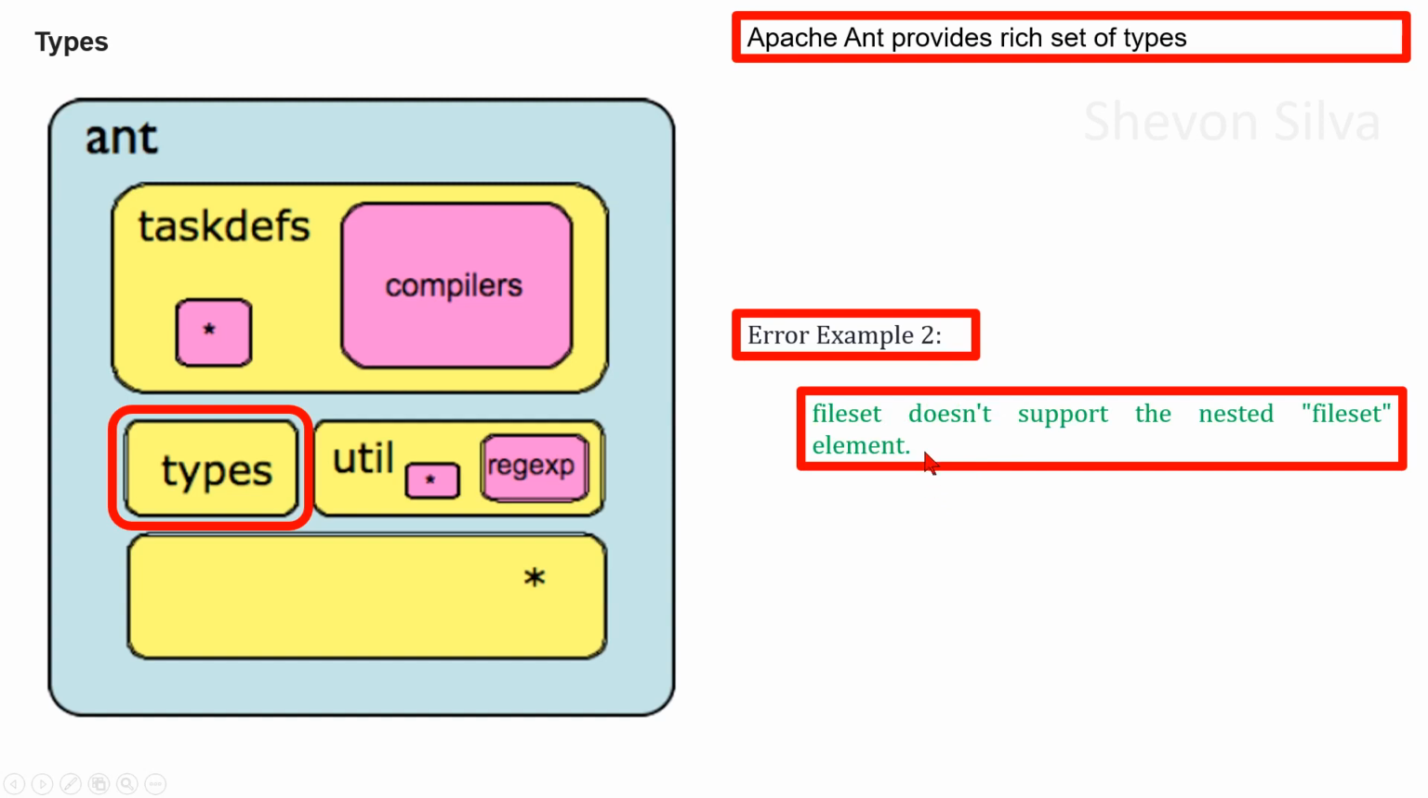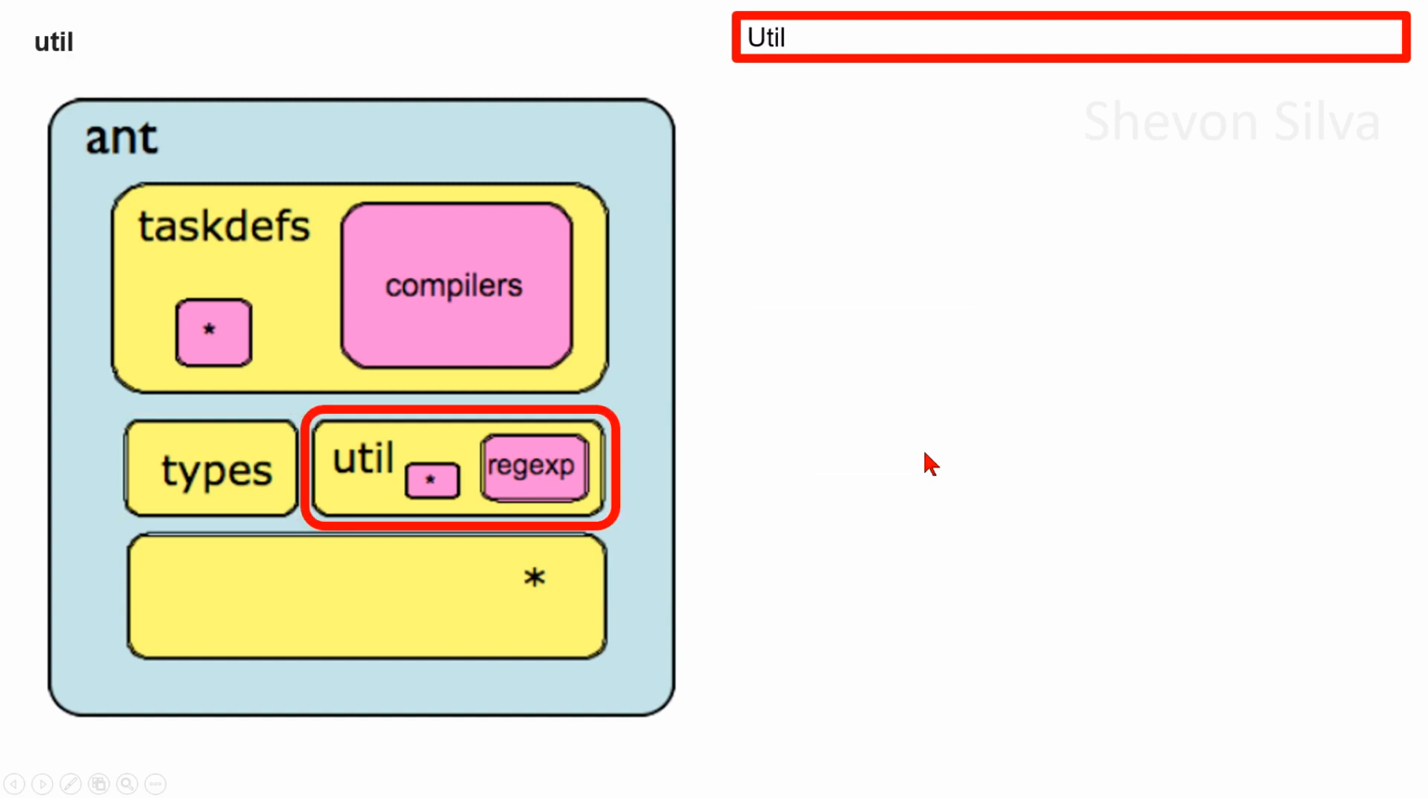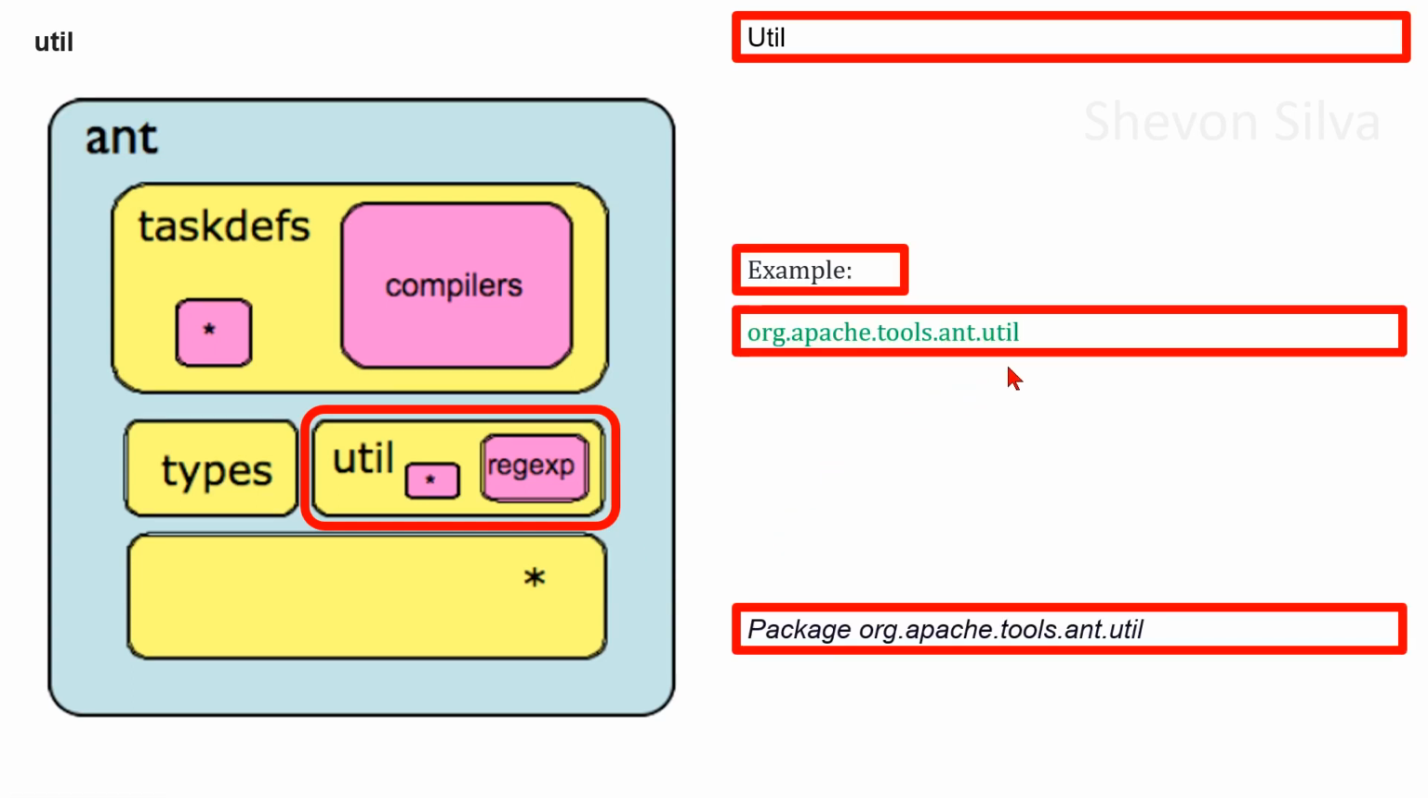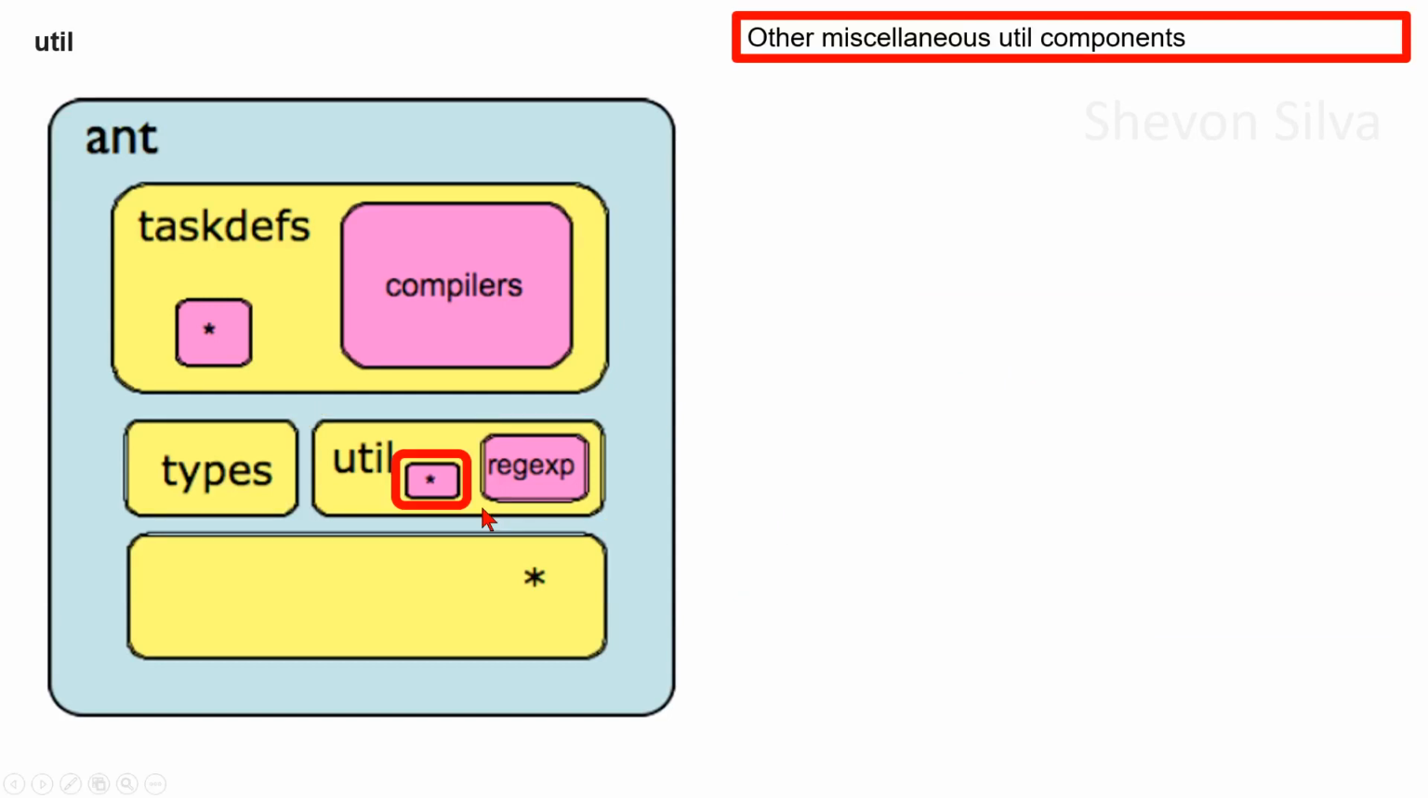As example 2, we can consider this error: fileset doesn't support the nested fileset element. Now we are focusing on util. As an example, we can consider the package org.apache.tools.ant.util. Now we are moving into other miscellaneous util components.